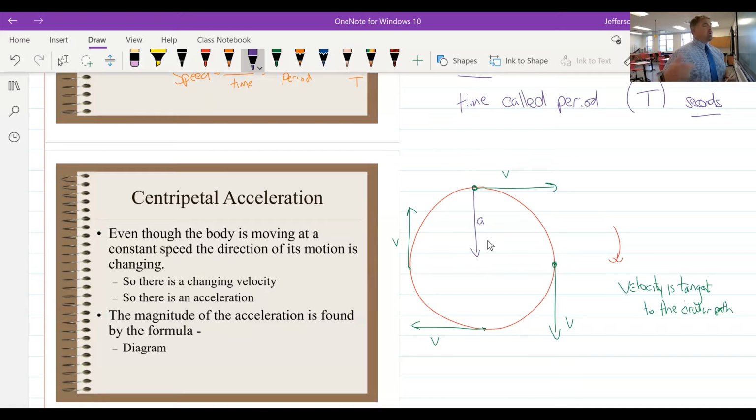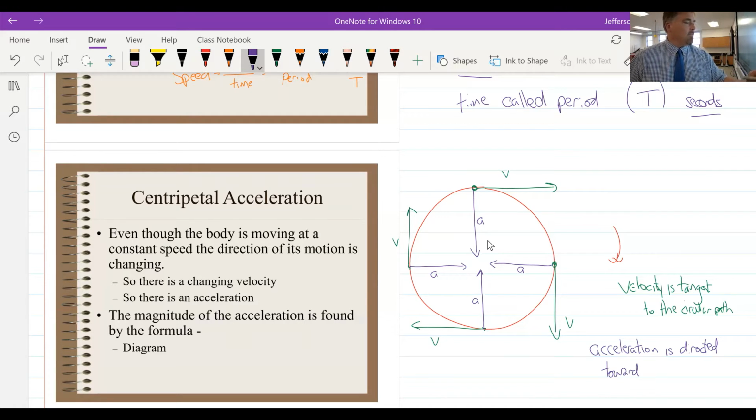I will go into this in a little more detail tomorrow and show you how that occurs. But if I'm over here and I want to be traveling to the left, I'm going to have to accelerate to the left. If I'm going to the left and I want to go up, I'm going to have to accelerate up. If I'm going up and I'm trying to go to the right, I have to accelerate to the right. And so my acceleration is always directed toward the center of the circle.